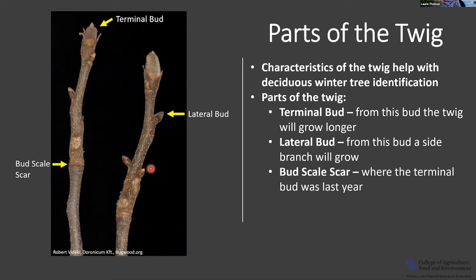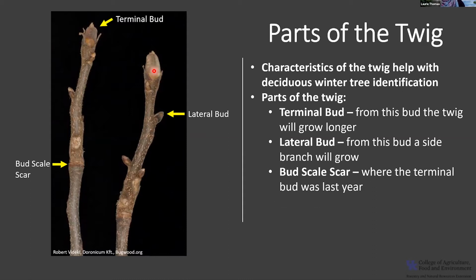And then we'll look at the bud scale scars. These can be a good identifying characteristic, and these can also be called terminal bud scale scars. This is where our terminal bud was last year. So this past growing season, that twig has elongated that much and set its new terminal bud. And the same over here, there's our bud scale scar, and that twig has grown that much and set a new terminal bud.